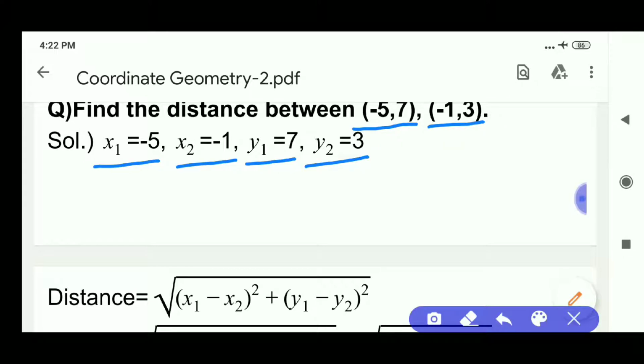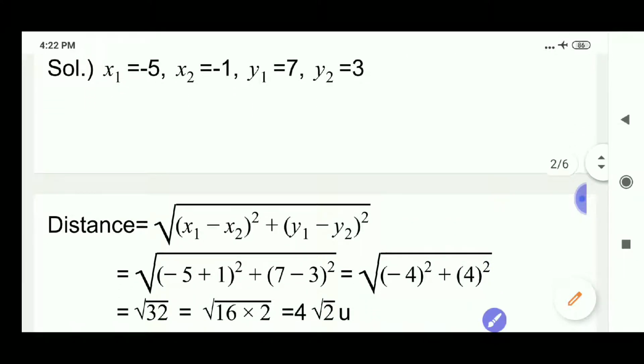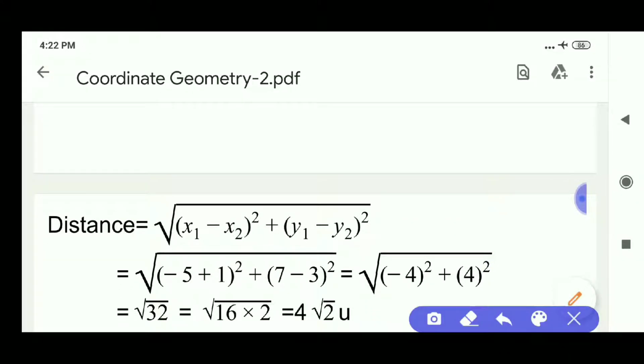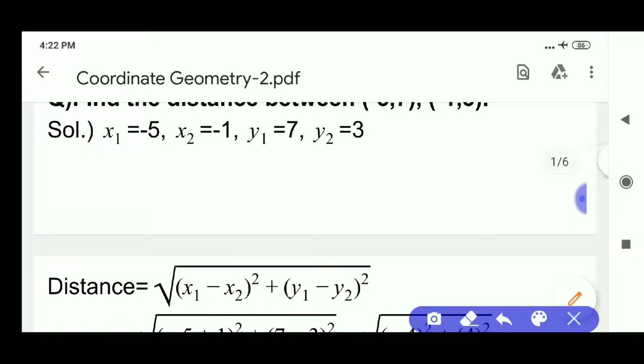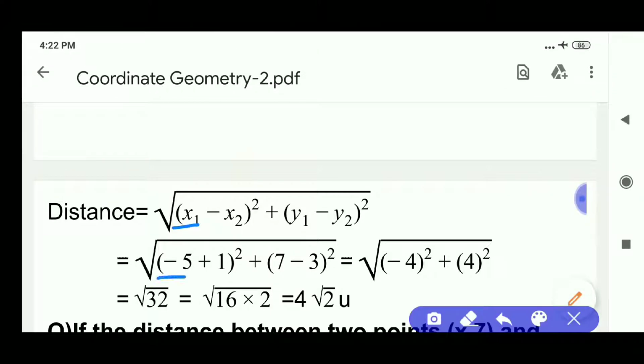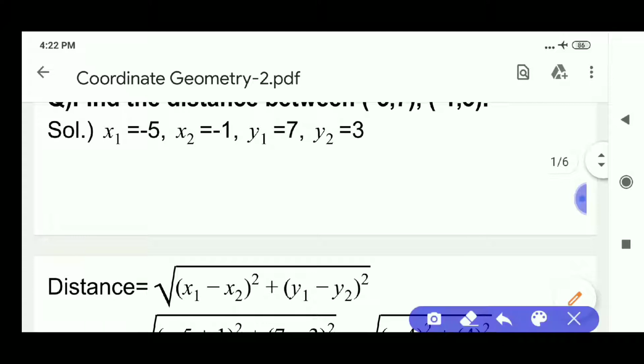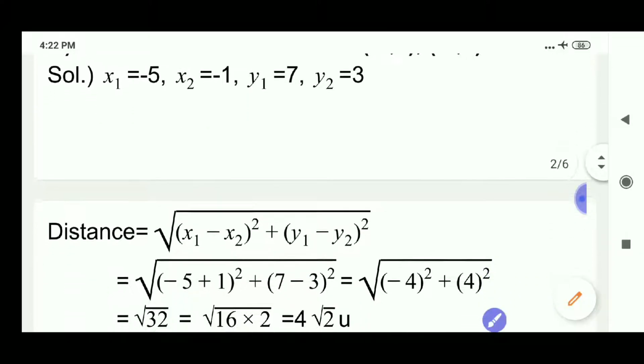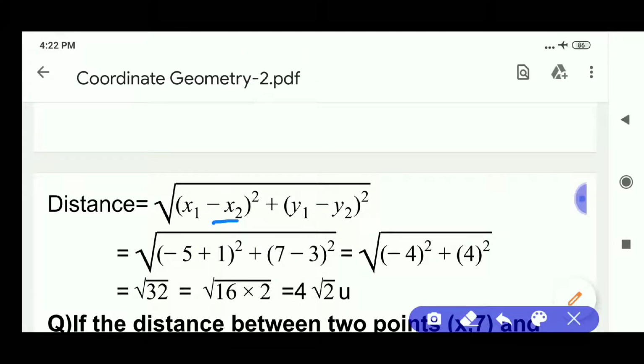Substitute these numbers in the distance formula. We know the distance formula is root over (x1 minus x2) whole square plus (y1 minus y2) whole square. What is x1 here? x1 is minus 5, so in place of x1 write minus 5. What is x2 here? x2 is minus 1. Look carefully: here it is minus x2, that means minus of minus 1. Minus 1 becomes plus 1.